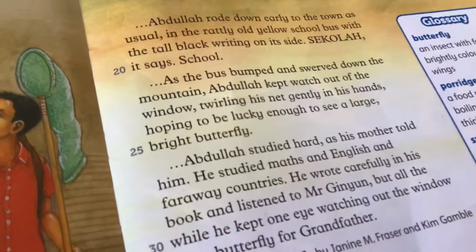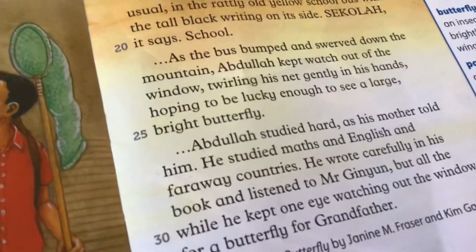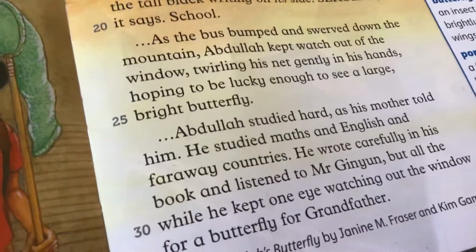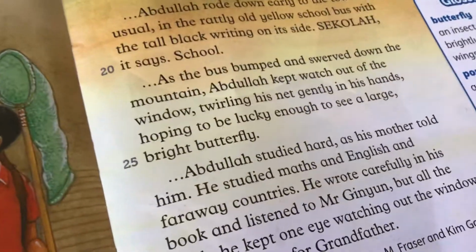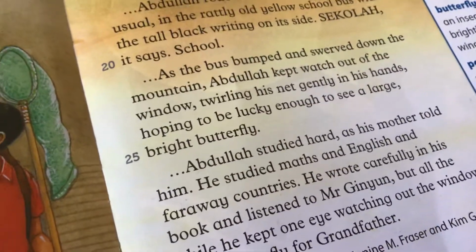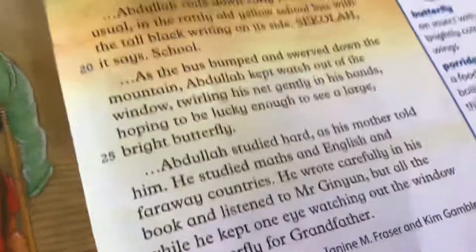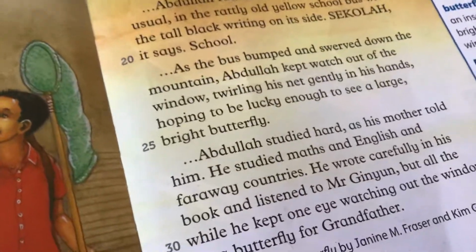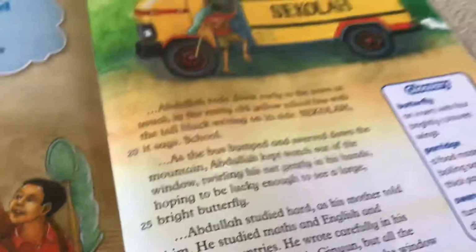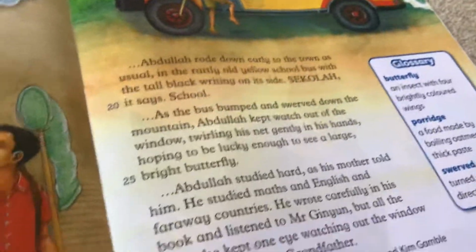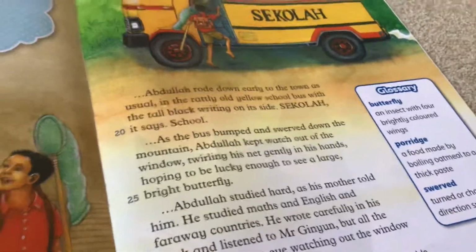As the bus bumped and swerved down the mountain, Abdullah kept watching out of the window, twirling his net gently in his hands, hoping to be lucky enough to see a large, bright butterfly.